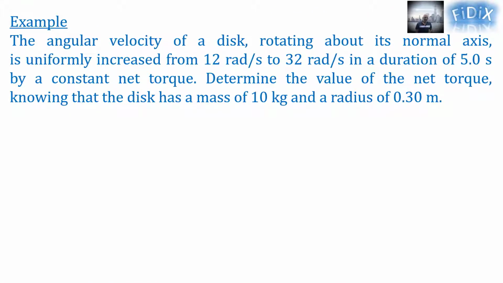The angular velocity of a disk rotating about its normal axis is uniformly increased from 12 radians per second to 32 radians per second in a duration of 5.0 seconds by a constant net torque. Determine the value of the net torque, knowing that the disk has a mass of 10 kilograms and a radius of 0.30 meter. To determine the net torque sigma tau, we should apply Newton's second law for rotational motion, sigma tau equals I theta double prime.